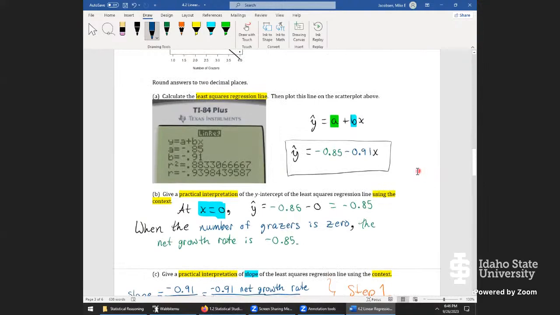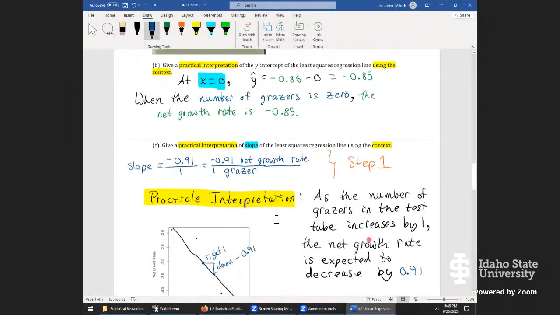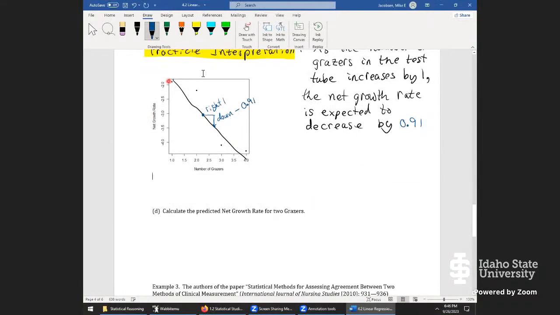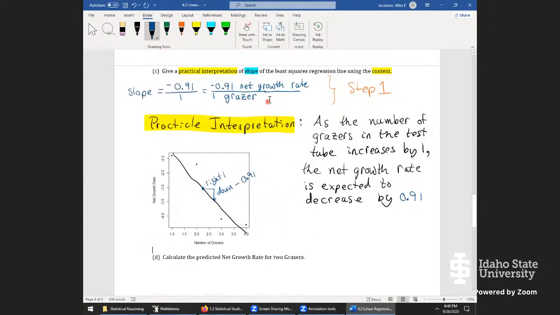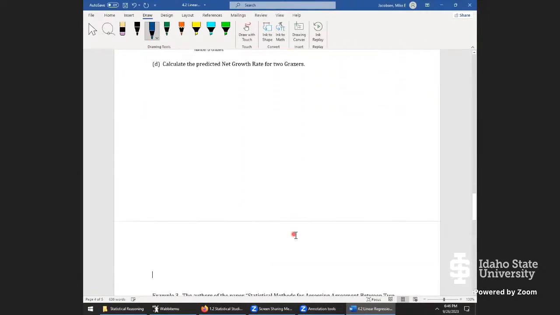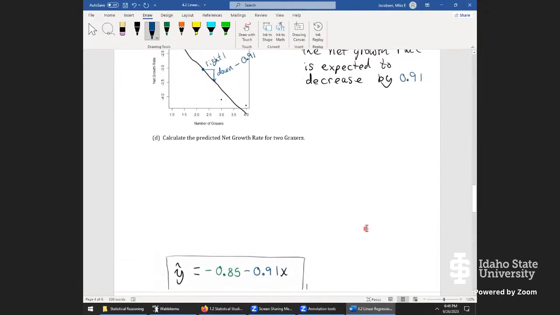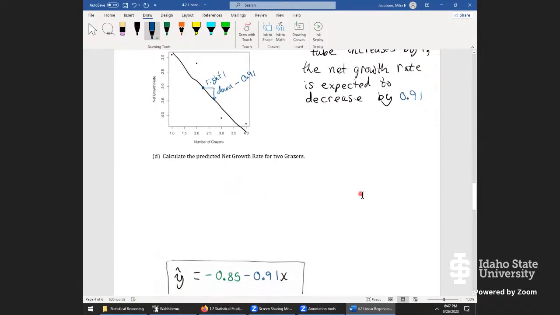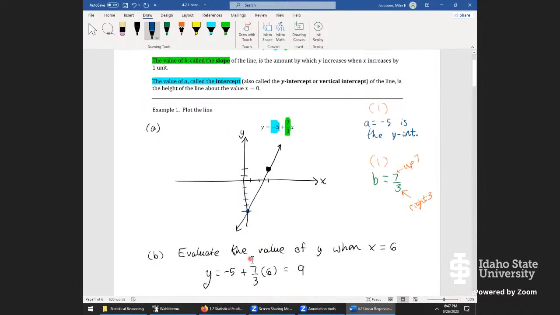And for the next part, let me take a screenshot of this right here. I'll leave this graph right here as part of the explanation of our strategy. Let's hide that example. And here's our final problem for this example too. It says, calculate the predicted net growth rate for 2 grazers. Essentially what we're doing right here is the same of what we did here. We put down a line and we said evaluate it when x is 6. For us, x is 2 because they said 2 grazers.